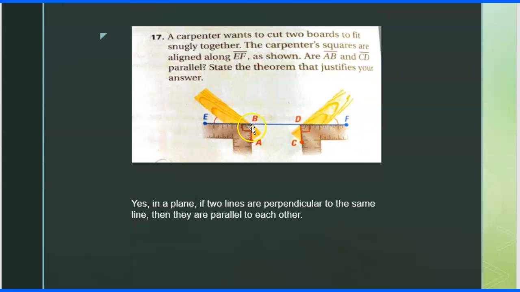So they want to know if AB and CD are parallel. And so you would have to answer that. We find out that this line is perpendicular because they show us this is a right angle. This line is perpendicular because it shows us a right angle. And if 2 lines are perpendicular to the same line, they are parallel to each other.